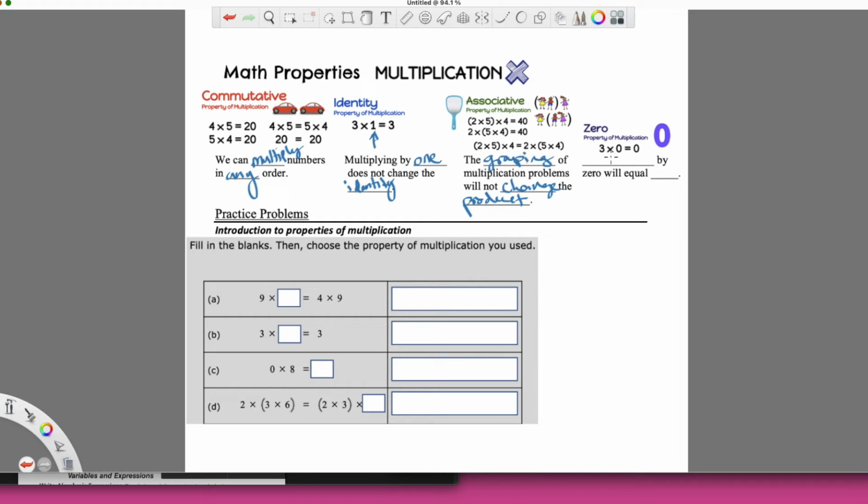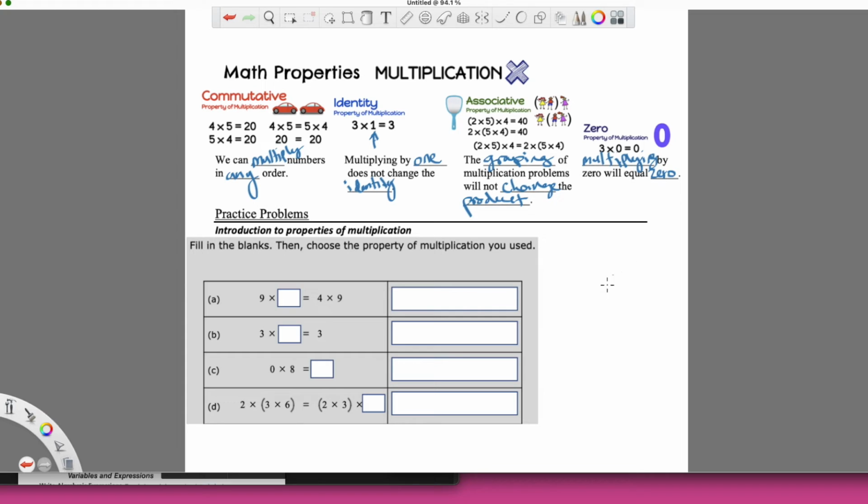And then we have the last one here, zero property of multiplication. So if I multiply by 0, I get 0 every time. Okay, so multiplying by 0 will equal 0.